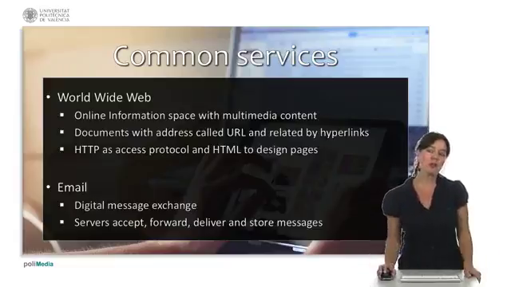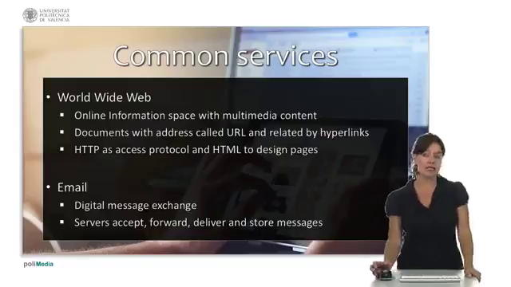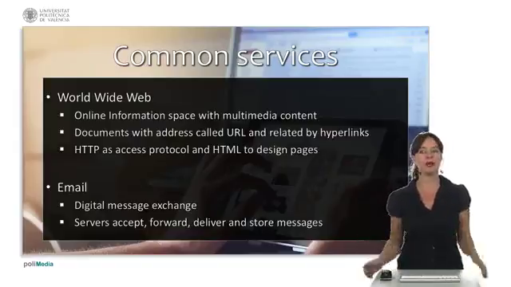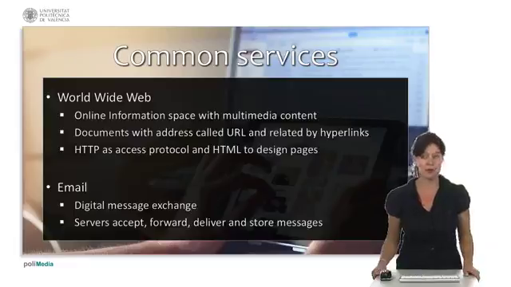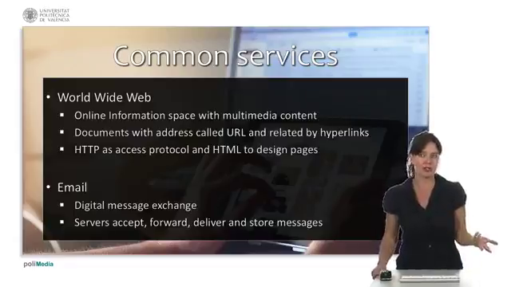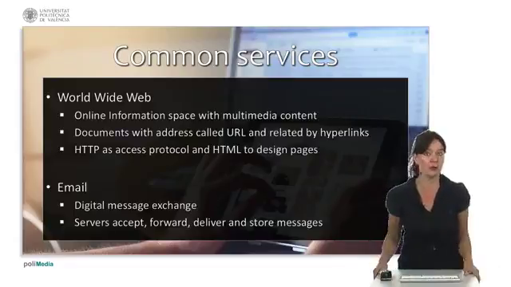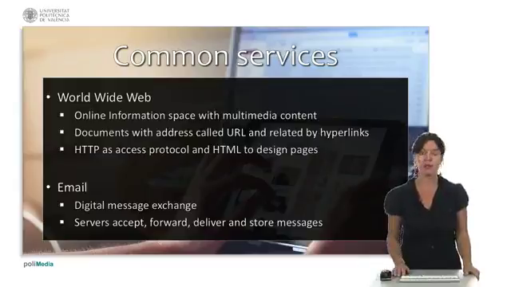So other services we have on the internet is email. It's a method for exchanging digital messages from one author to one or more recipients. So modern email operates across the internet or other computer networks. And actually today email systems have servers that accept, forward, deliver and store messages. And files can even be transferred as attachments.